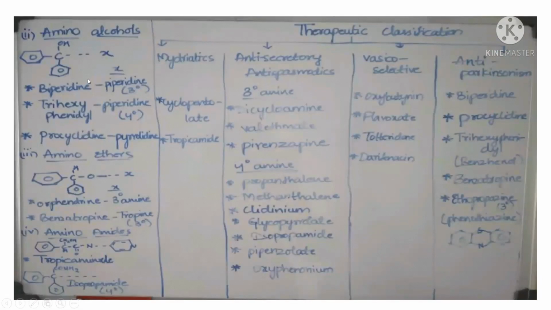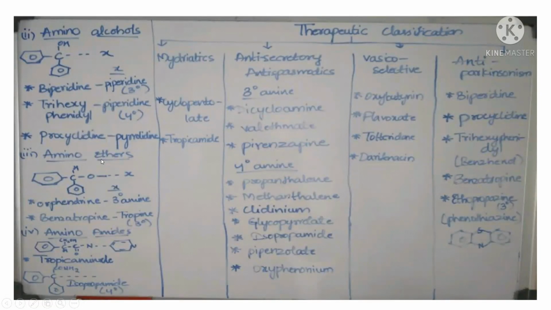Next we come to amino alcohols. Previously amino alcohol esters; now in the second group you remove the ester and we get amino alcohols. They are biperiden and trihexyphenidyl. Biperiden consists of a piperidine ring, the name itself has it, and it is a tertiary amine. Trihexyphenidyl also consists of a piperidine ring, which is a tertiary amine. And procyclidine consists of a pyrrolidine ring.